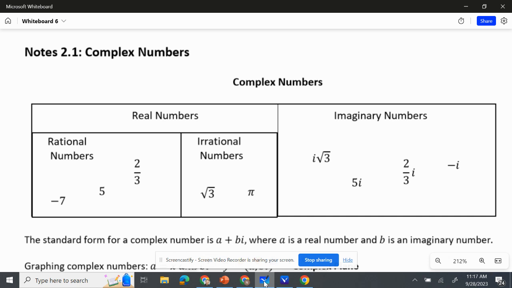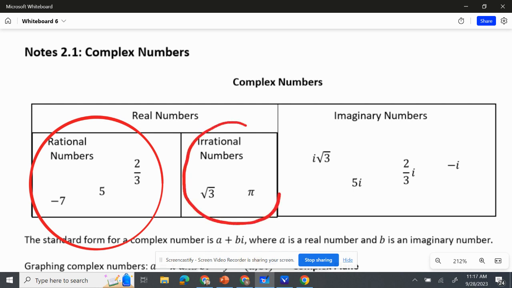Our new unit, what we're going to be doing is looking at complex numbers. In algebra, we talk about real numbers, and there's two different types of real numbers. There's rational numbers and irrational. Rational numbers are fractions, whole numbers, negative numbers, numbers that we know the ending digit of or have a repeating digit. Irrational numbers are numbers that we don't know the ending digit. They keep on going forever.